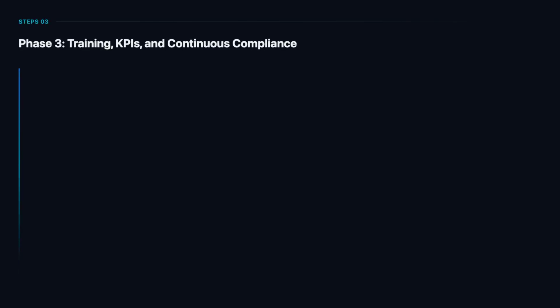The final phase covers training, performance measurement, documentation, and continuous improvement. Steps 13 and 14 build organizational capability. Develop internal training programs on ICT risk and DORA requirements, and conduct simulations and drills that test the organization's ability to respond to cyber incidents and system failures.